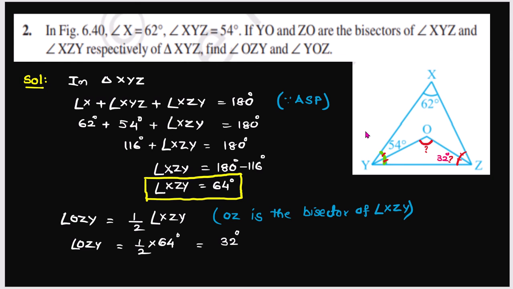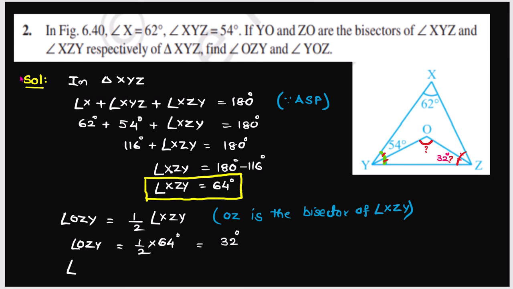Now this we have to find, angle YOZ. But how can we find it? If you observe triangle OYZ, angle OZY we have. Now we need to find angle YOZ. For that we require angle OYZ. Okay, so let us find that. How to find angle OYZ? That is half of XYZ, that is half of 54.